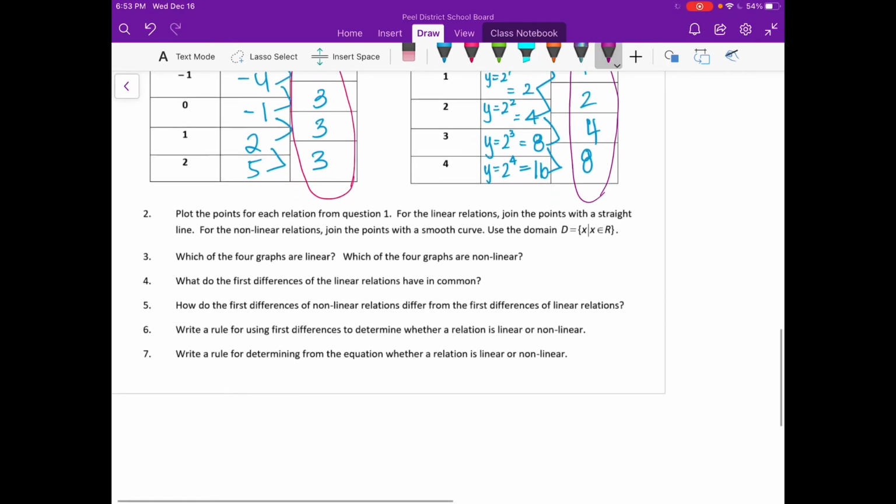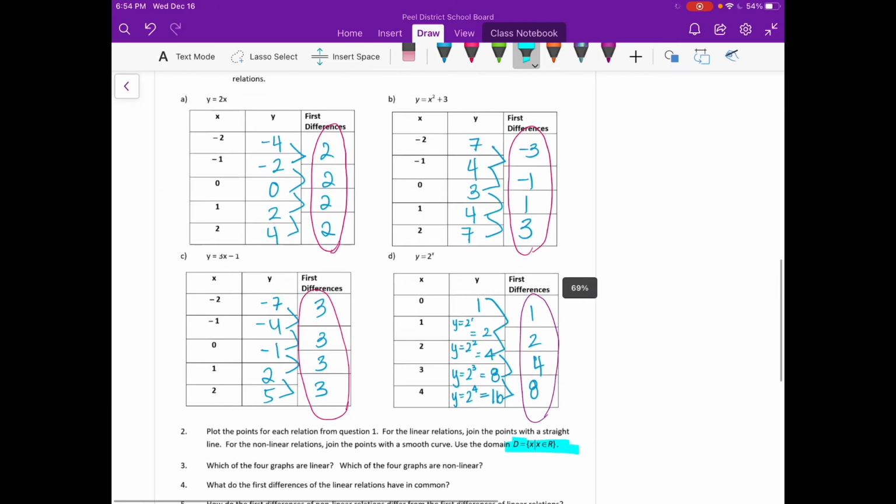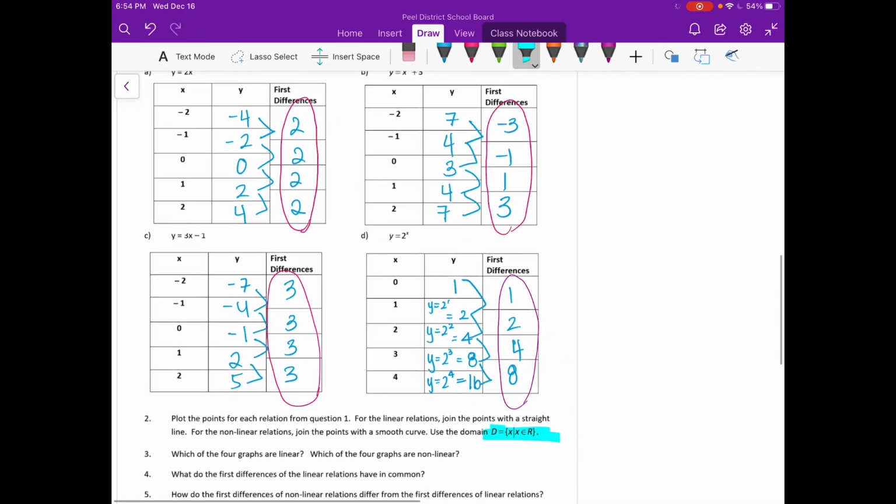Important thing to remember. So it says plot the points for each relation in question 1. For linear relations, join the points with a straight line. For nonlinear relations, join the points in smooth curves. Use the domain x is a real number, which basically just means that it's a continuous function. Which of the 4 relations are linear? Which of the 4 are not linear? Right? I'm not going to plot them. I'm going to have you do that by yourself.